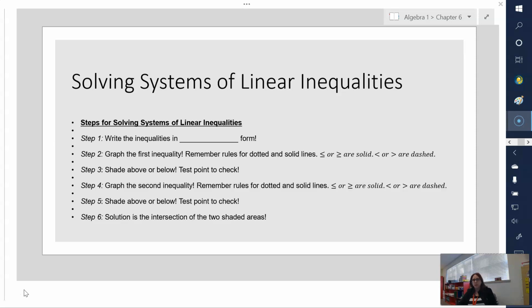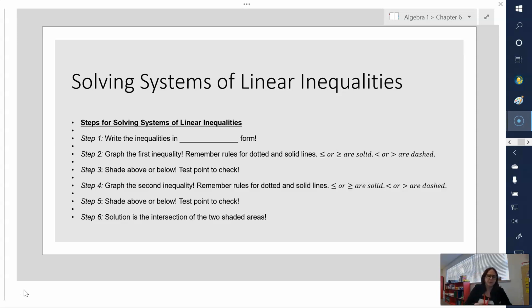This is section 6.6, which is about solving systems of linear inequalities. Earlier in the chapter, we solved systems of equations, and then last time in section 6.5, we graphed linear inequalities. Today we're going to pull all of that together. We're going to have a system of two linear inequalities, and we're going to solve that system by graphing.